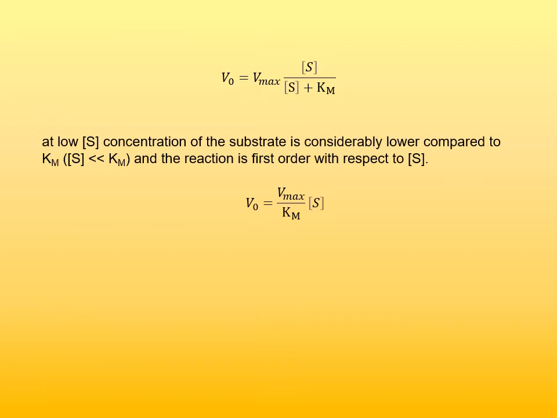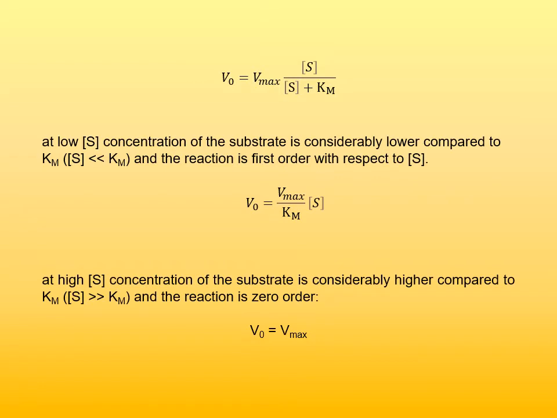At low concentration of substrate, substrate concentration is considerably lower compared to Km, the Michaelis constant, and then the reaction is first order with respect to substrate. Simply, we can ignore the concentration of substrate in the term concentration of substrate plus Km. The substrate concentration is so small that, within our margin of error, we can replace that term with the value for Km. At high substrate concentrations, the concentration of substrate is considerably higher compared to Km, and then the reaction is zero order.